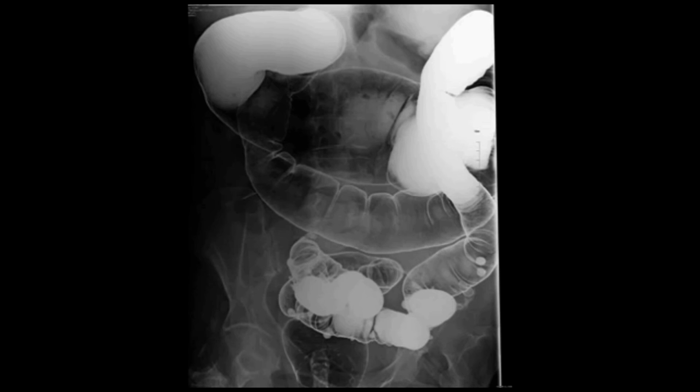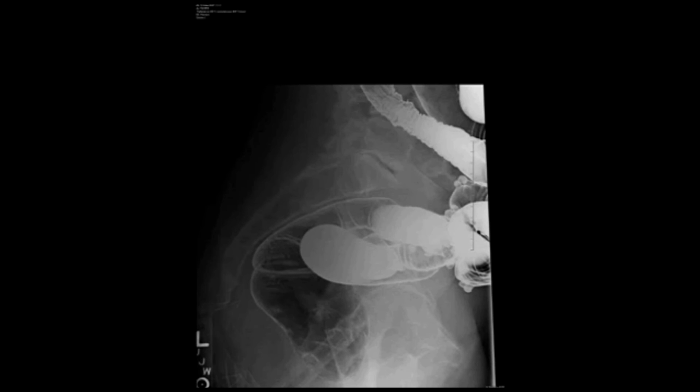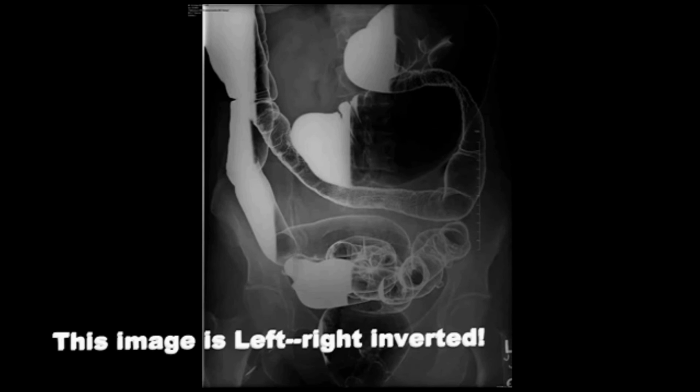How can you tell it's backwards? Notice the sharp angulation of the rectum towards the anus. This helps in maintaining continence. Remember the puborectalis muscle? It's responsible for maintaining this angulation. We see some diverticuli in this image too.